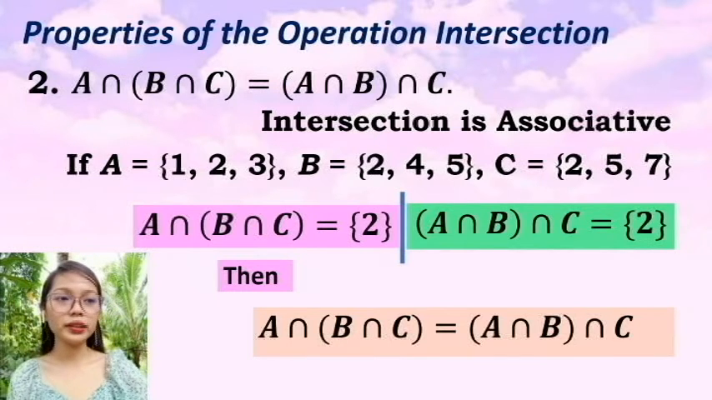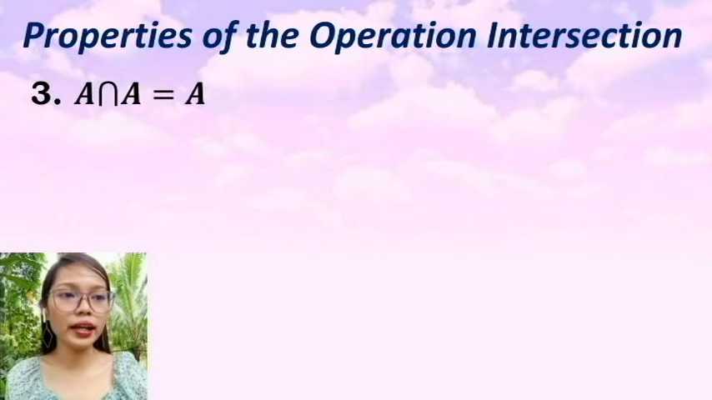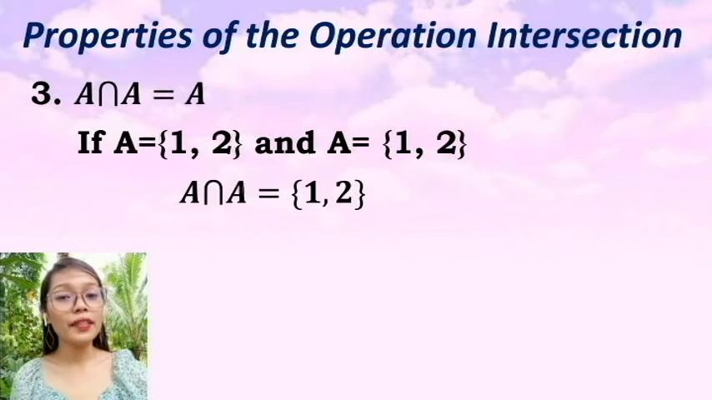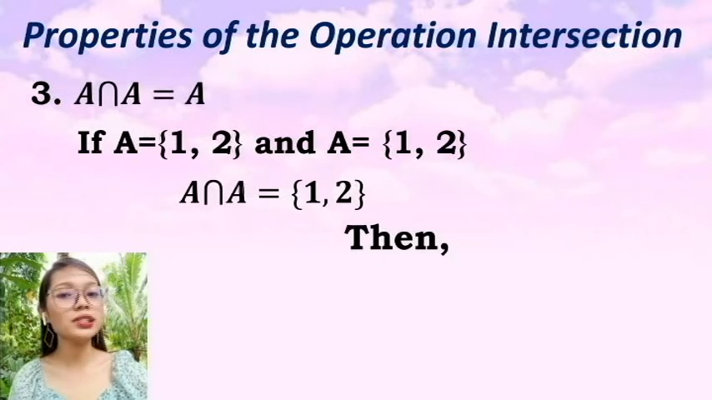Third, A intersect A is just equal to A. Given, we have A, 1 and 2. We intersect 1 and 2 with 1 and 2. Right? Their common elements are also 1 and 2. Therefore, the intersection of A and A is just equal to A.